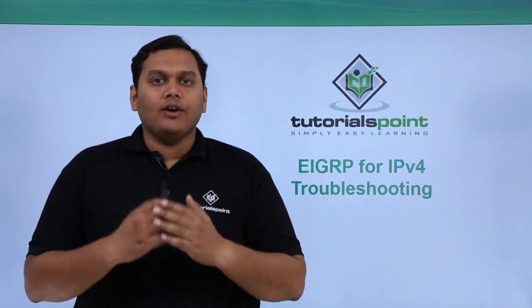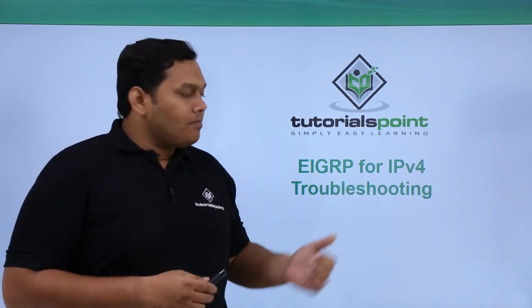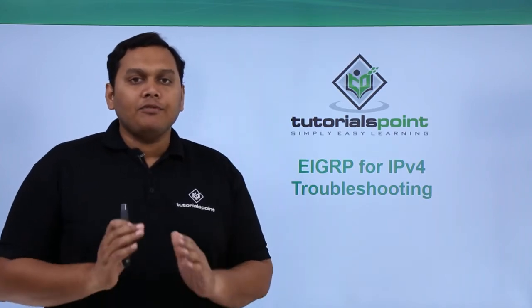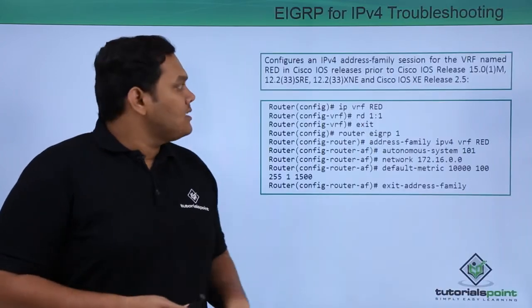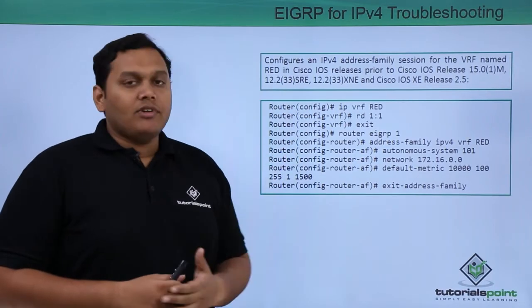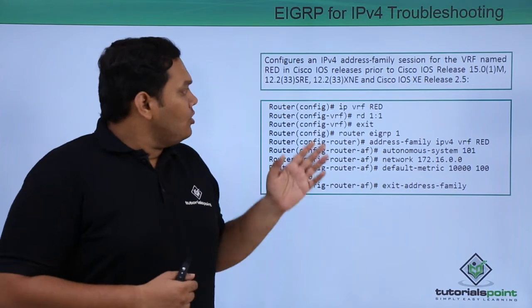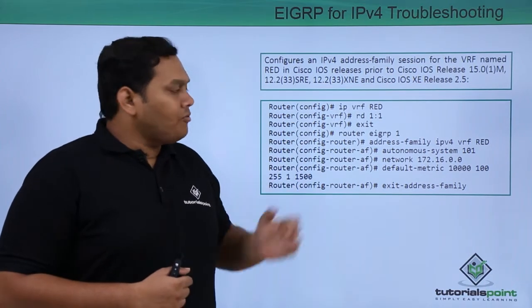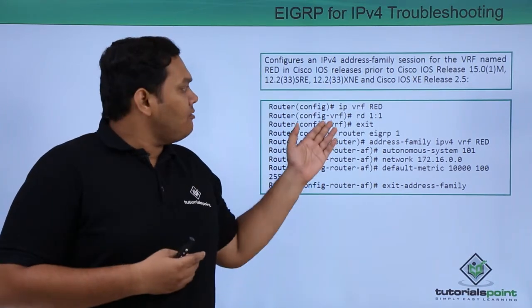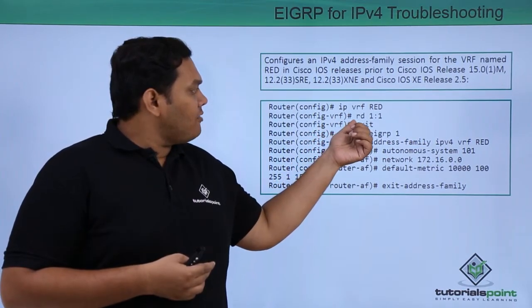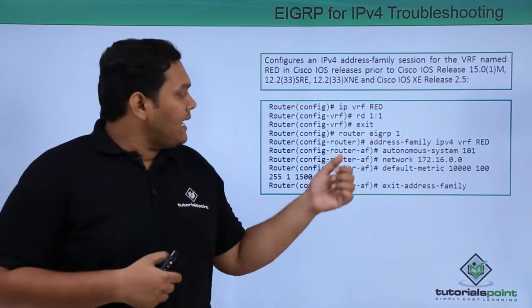In this video, we are going to discuss EIGRP for IPv4 troubleshooting. Before troubleshooting EIGRP, first let us configure the IPv4 address family session of the VRF named red in Cisco release. You see the router in configuration mode: ip vrf red. Then it will enter into the VRF. Then we have given RD 1:1 and again exit.